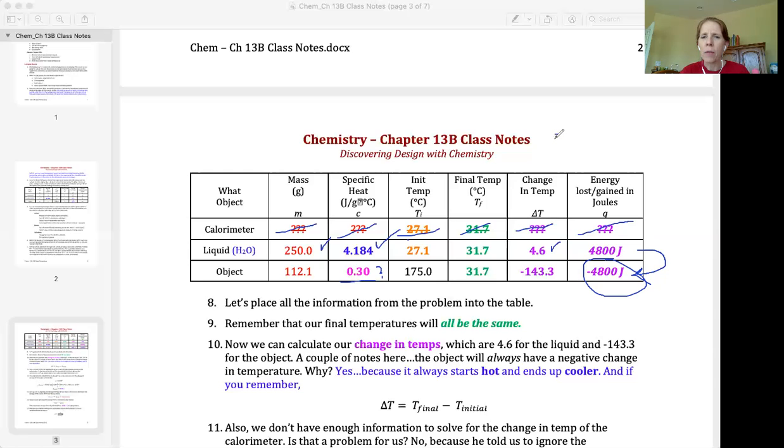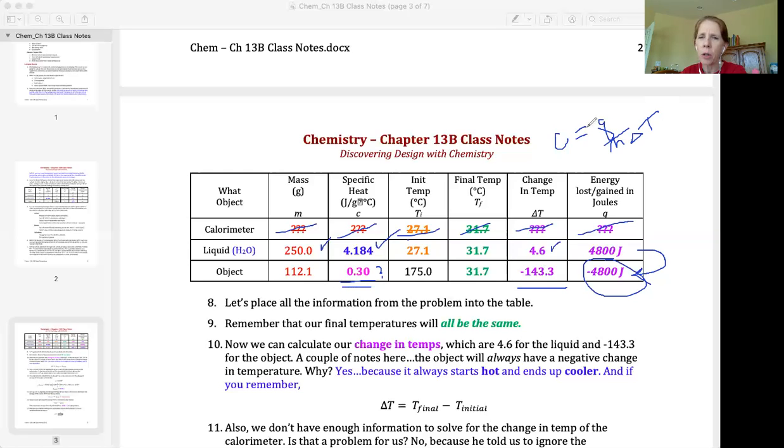Obviously, I'm not even going to try to write it all out. C is going to equal Q divided by M times delta T. Sorry for my using a trackpad. It's as good as it gets, okay? So that's my equation. I would take my negative 4,800 joules and divide that by my mass, which is 112.1 grams, times my temperature change, which is negative 143.3 degrees Celsius. And when I do that, I get a final answer of 0.30.